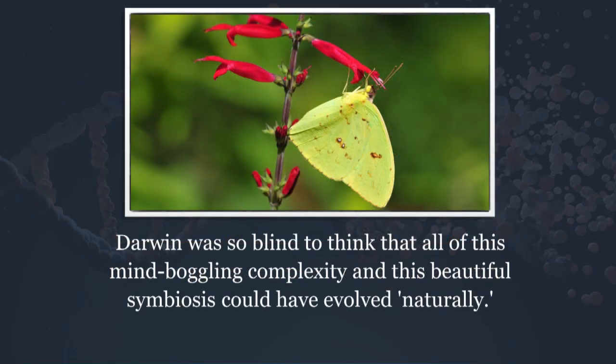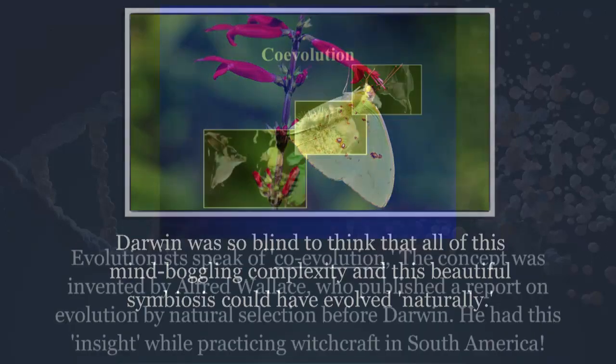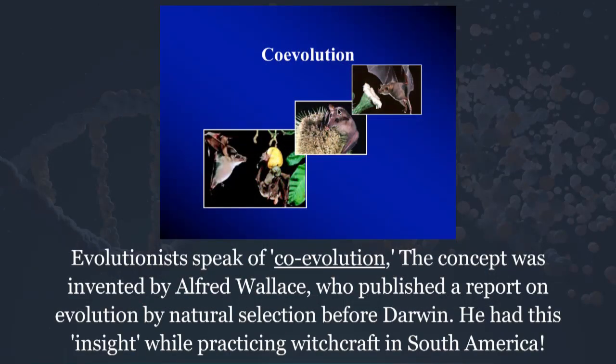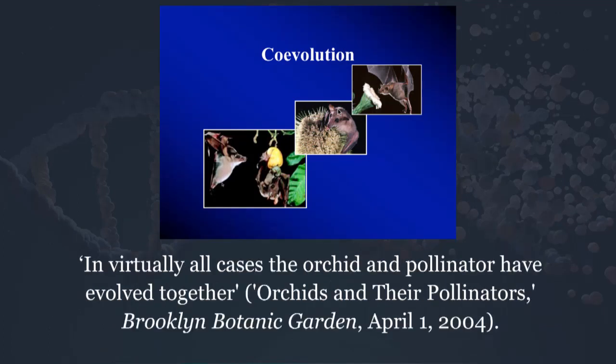Darwin was so blind to think that all of this mind-boggling complexity and this beautiful symbiosis could have evolved naturally. Evolutionists now speak of what they call co-evolution. The concept was invented by Alfred Wallace, who published a report on evolution by natural selection before Darwin. He had this insight while practicing witchcraft in South America. In virtually all cases, the orchid and pollinator have evolved together, they suggest. Well, if it was done together, why couldn't we just say that they were made the same creation week by a wise creator?